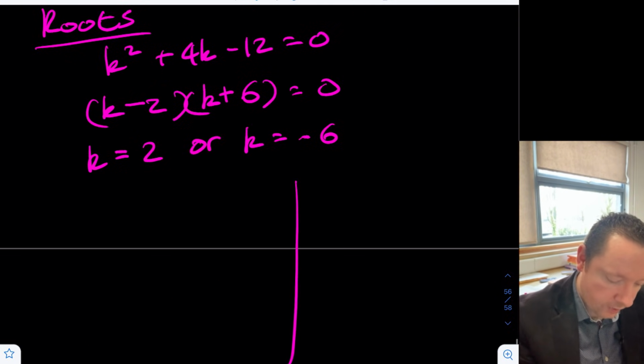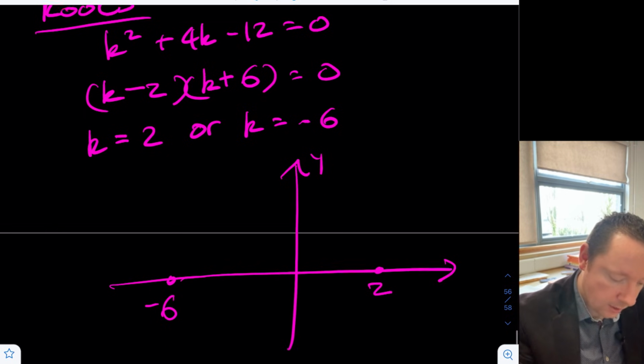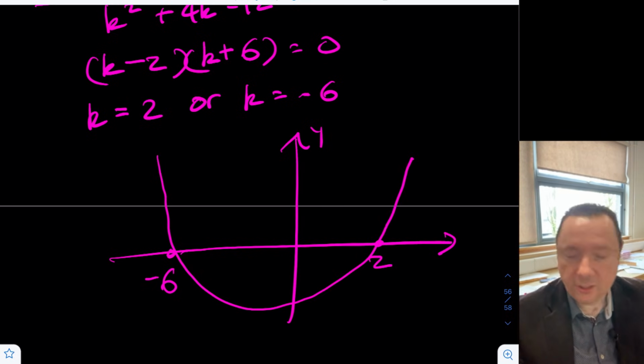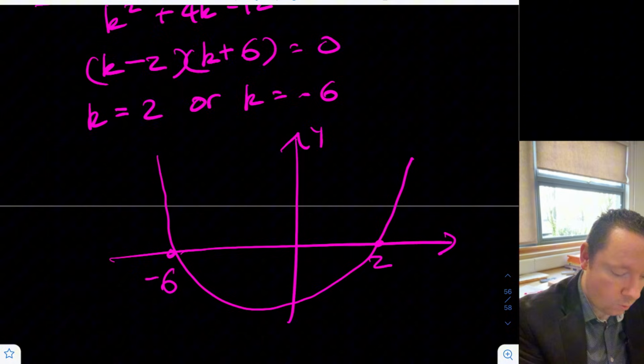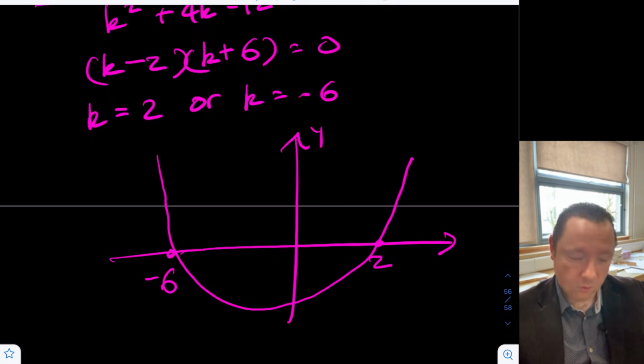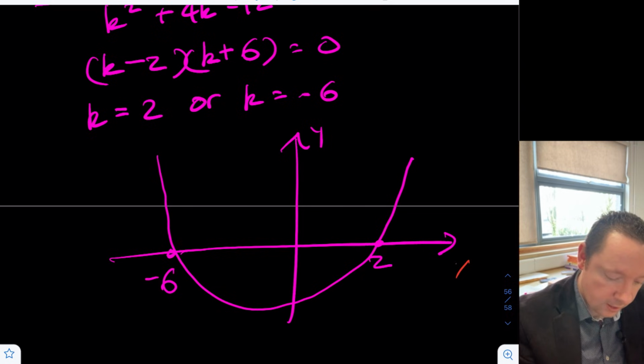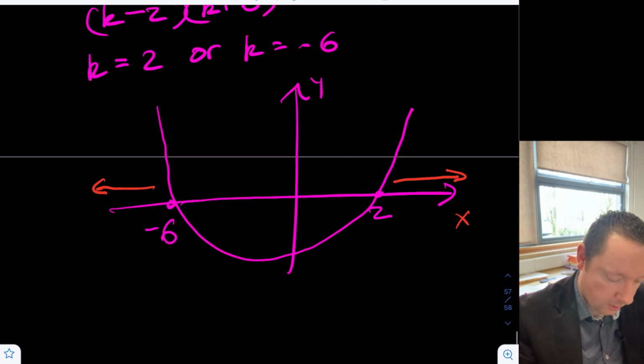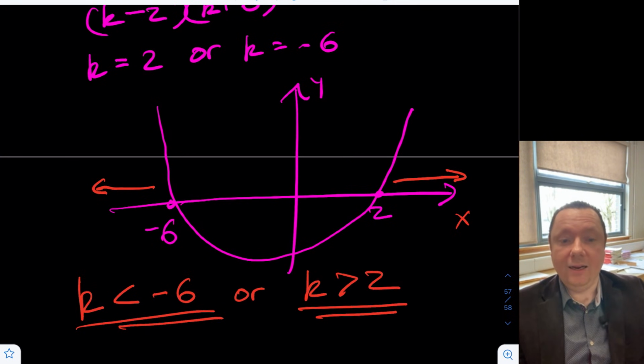Drawing a quick sketch then of that graph, we get 2 over here somewhere, minus 6 over here. It's a positive k squared, so it is a happy face. We don't need the turning point or anything because we're just looking to see when is this bigger than 0. Well, it's bigger than 0 above the x-axis, so over this side it's always bigger than 0, and over this side it's always bigger than 0 as well. So our final answer is k is less than minus 6, or k is bigger than 2. And we're done there.